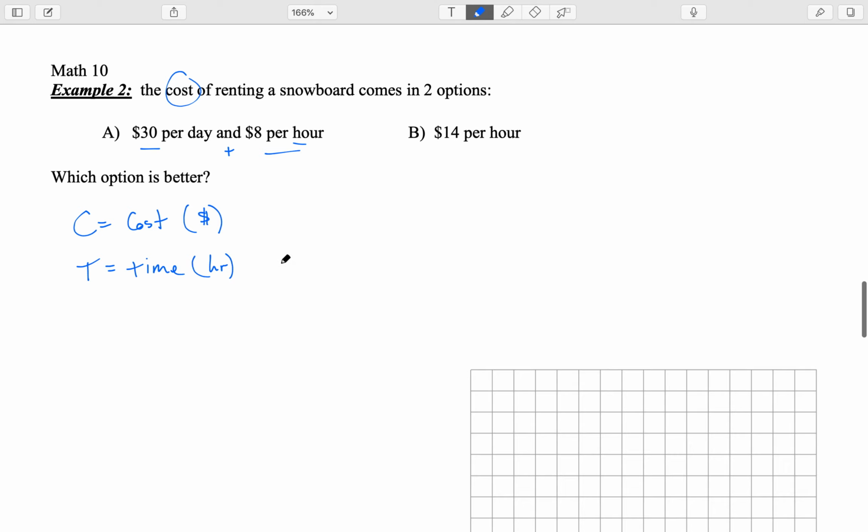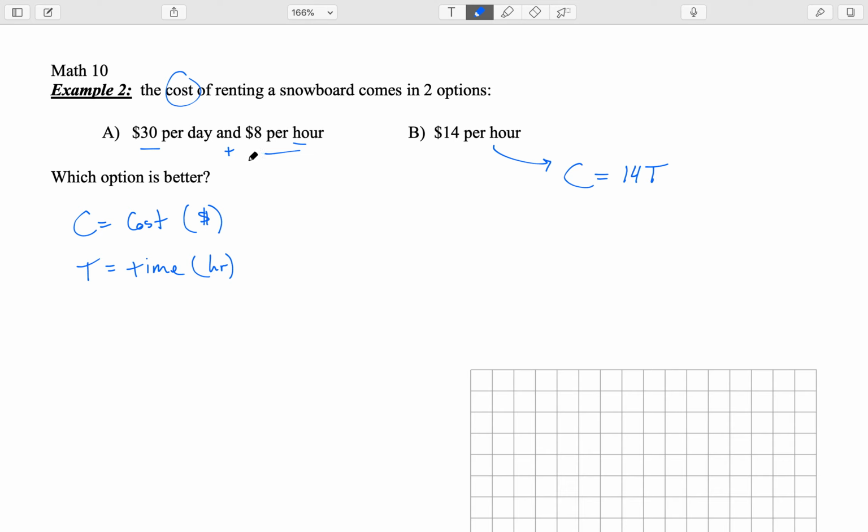Great. I need to have two different equations. So this is the easiest one. The cost equals $14 per hour, so it's just 14 times the number of hours. It's just 14 times T. That's it. So that's part B.